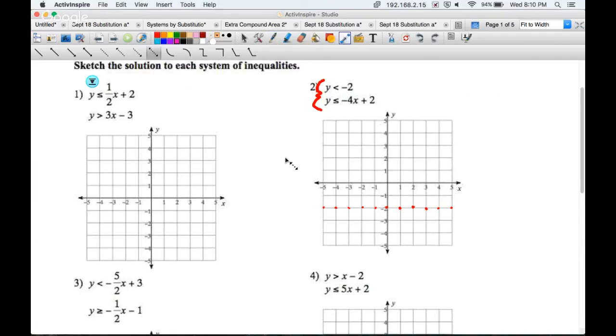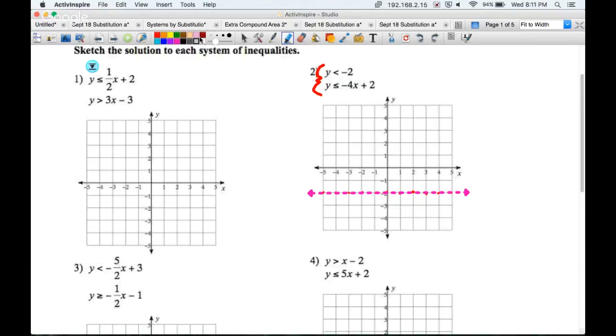Let's go ahead and connect up these lines with a dotted line because we don't have the or equal to part of that, and then the less than means shade lower. Saying y is less than -2, so we need all the y values that are less than -2. So I'm going to shade down here.